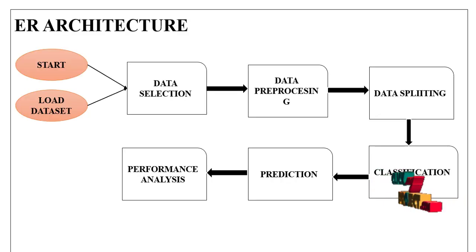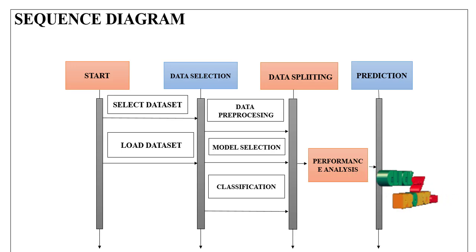And then this is the ER diagram from the start, and then load data and then data selection, data pre-processing, data splitting and then performance analysis and then prediction and then classification. This is a sequence diagram from the start point: select data, upload data set, data selection and then data pre-processing. Here we choose the model selection and then classification and then finally data splitting. After the data splitting, we move on to the performance analysis and then the prediction.